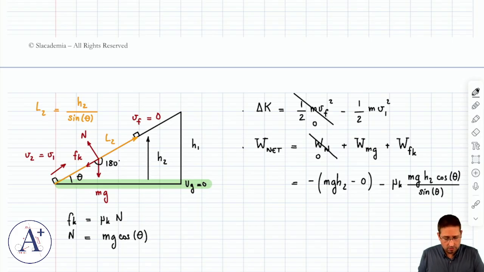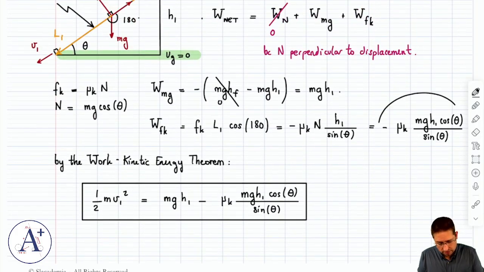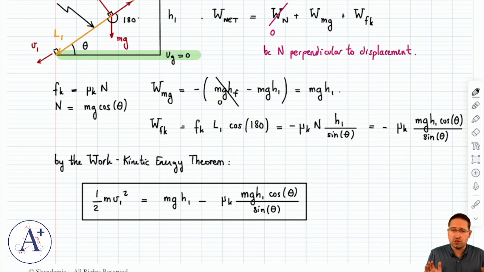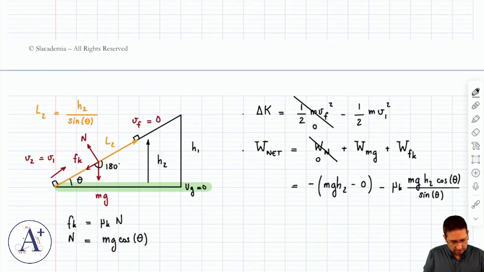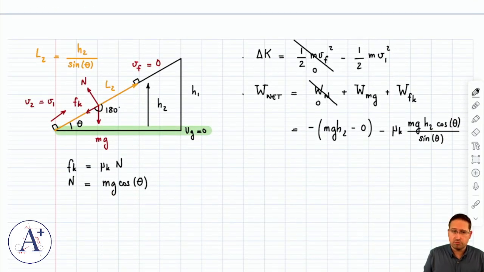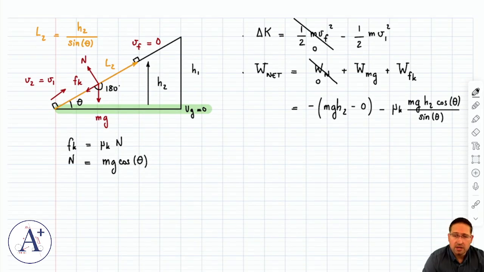Now, just take this. The only thing that changes is that it's h2. But as you go down, fk points opposite L1. As you go up, fk points opposite L2. L2 is h2 over sine theta, so I get this. So my point is I can recycle a lot of the work that I've done before, because some things change and some things don't, and the changes are minimal. So I can just write the work-kinetic energy theorem a lot faster and get to a relationship a lot faster.